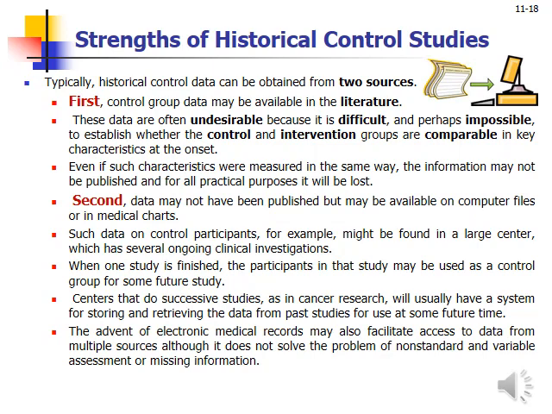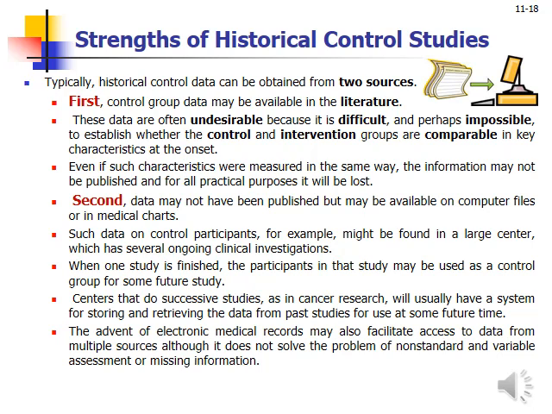Typically, historical control data can be obtained from two sources. First, control group data may be available in the literature. These data are often undesirable because it is difficult and perhaps impossible to establish whether the control and the intervention groups are comparable in key characteristics at the onset. Even if such characteristics were measured in the same way, the information may not be published, and for all practical purposes it will be lost.